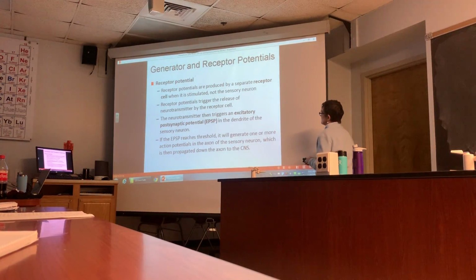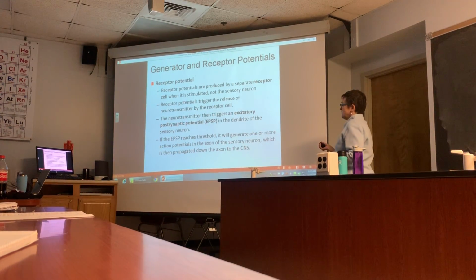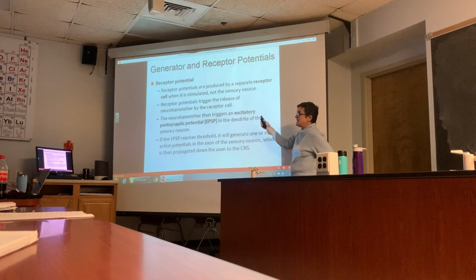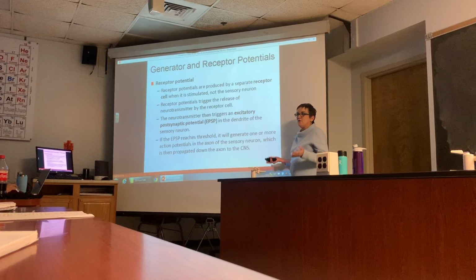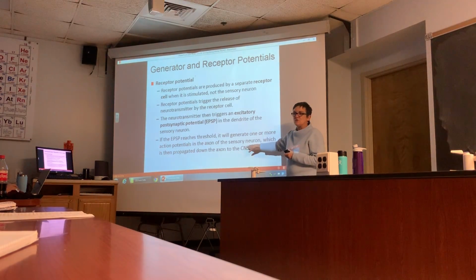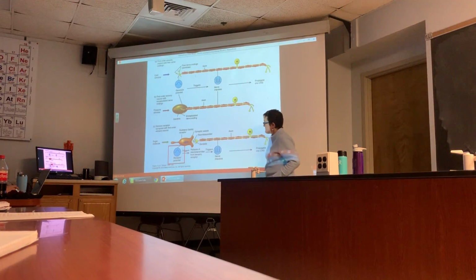A receptor potential is produced when the receptor cell is stimulated. This triggers the release of neurotransmitter by the receptor cell. The neurotransmitter then binds to its receptors on the postsynaptic membrane, which would be the dendrite of the sensory neuron. And if you get enough inflow of sodium or calcium ions through the receptor, through that gated channel, then you'll get excitatory postsynaptic potentials in the dendrite of the sensory neuron. So let's look at that, because that's a little bit more complicated.